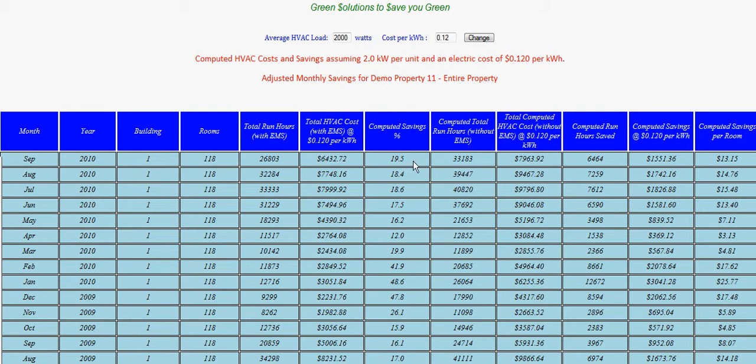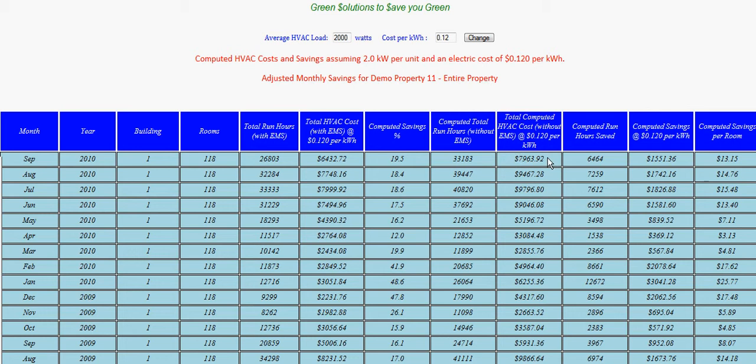The computed savings in the first month here is 19.5%. That means that the HVACs in this property would have run 19.5% more than they did with the setback thermostats had the property installed regular digital thermostats. And that computed total run hours without energy management and setback thermostats would be higher by that amount. Therefore, the HVACs would have run, in this case, 33,000 hours.